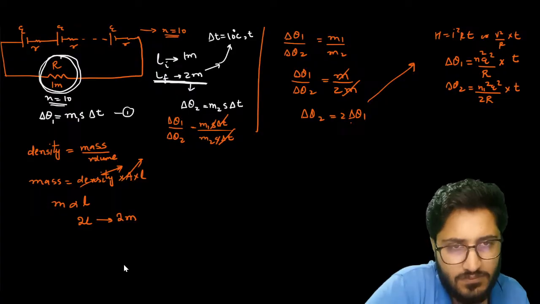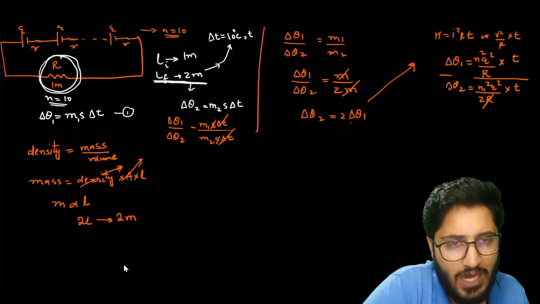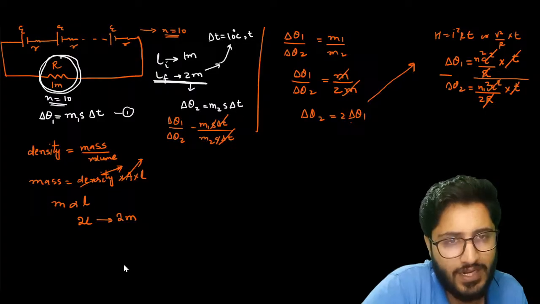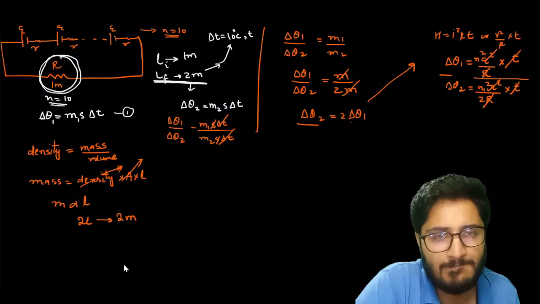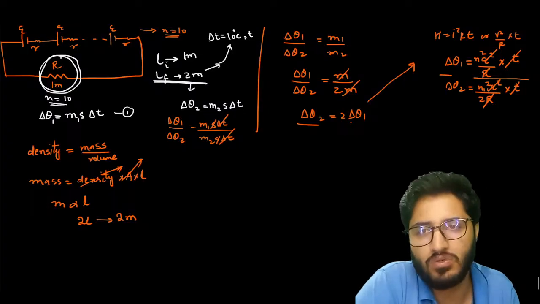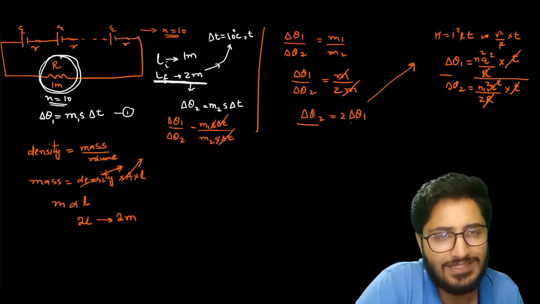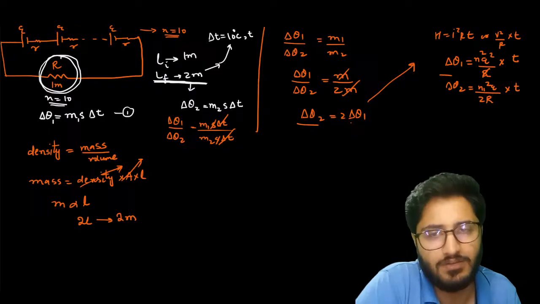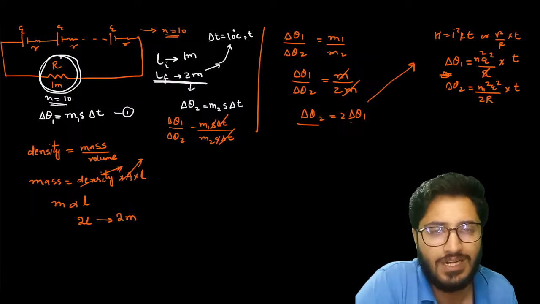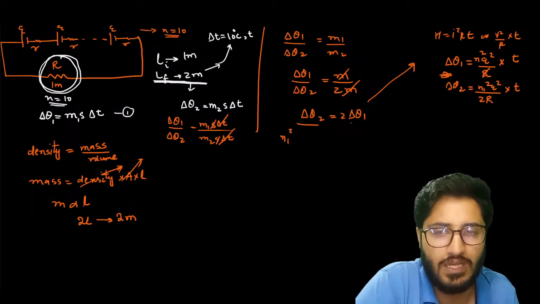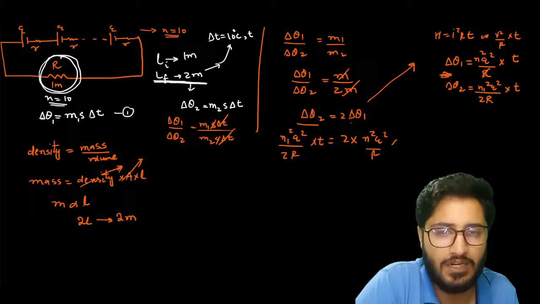Done, no? Take the ratio. Look now. R cancels out, T cancels out, E square cancels out. So I will write here delta theta 2. So don't do one thing now. Don't cancel anything here. I will not take a ratio either. Delta theta 2 is N1 square E square divided by 2R into T. 2 times it would be N square E square divided by R into T.